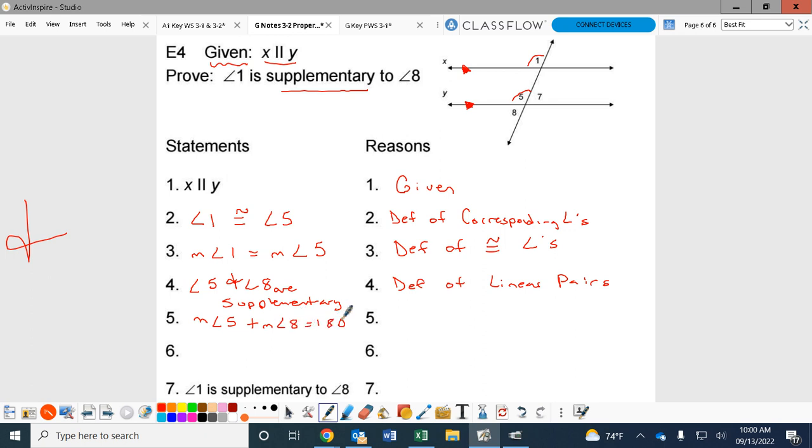And we talked about this. If it's here and it says this and you go to here, you're just using whatever is here to say this. So how do we know that they add up to 180? Because they're what kind of angles? So, definition of supplementary angles.